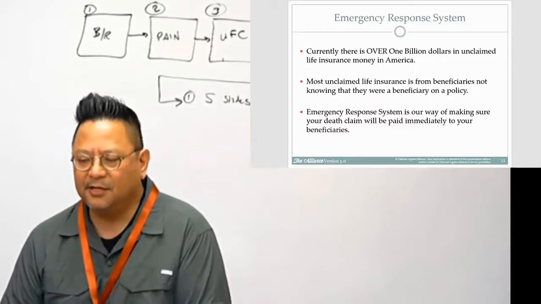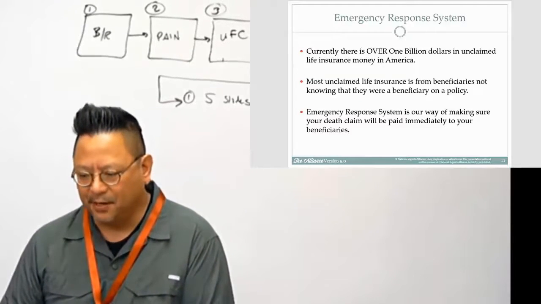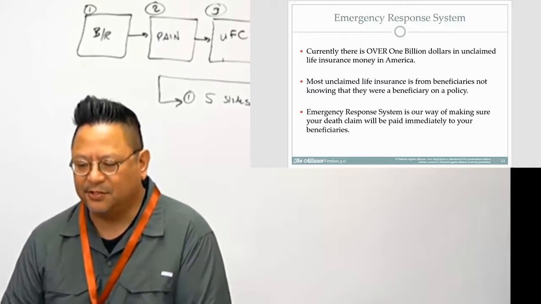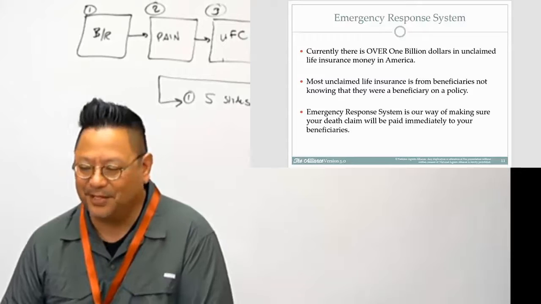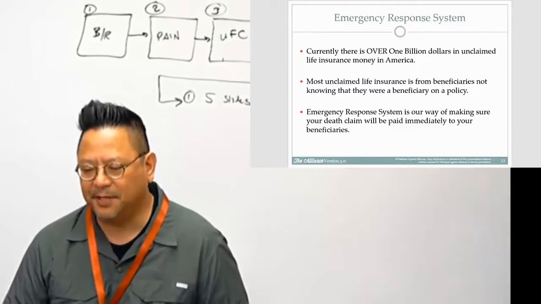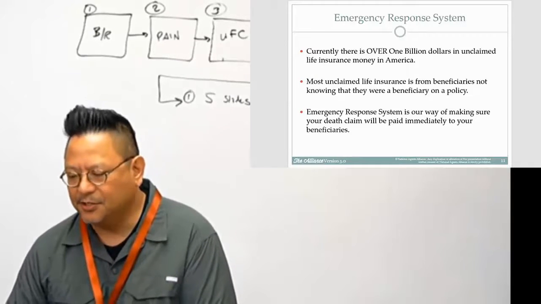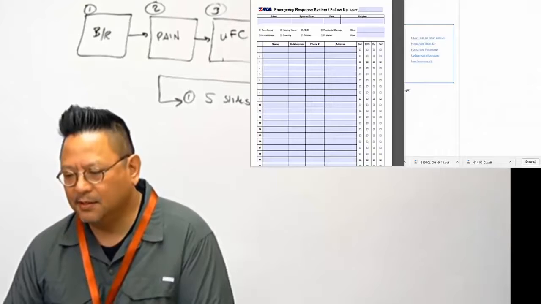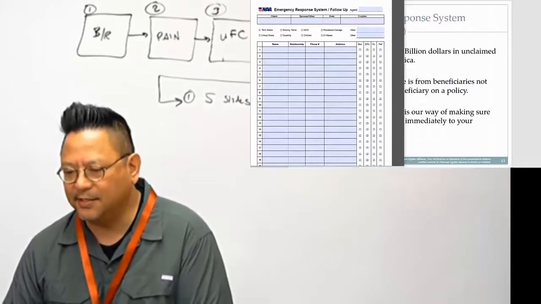Currently, there's over $1 billion of unclaimed life insurance money in America. Most unclaimed life insurance is from beneficiaries not knowing that they're a beneficiary on the policy. So this ERS system is our way to make sure your death claim will be paid immediately to your beneficiary. So the next thing we've got to do is fill out this form. Okay, so I've got a form that looks like this.